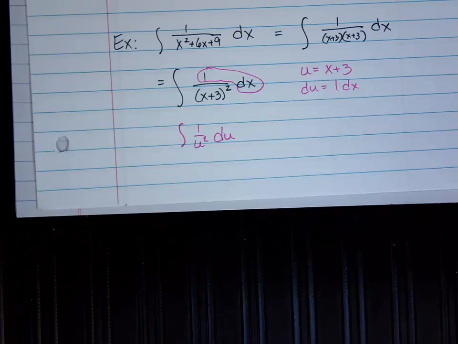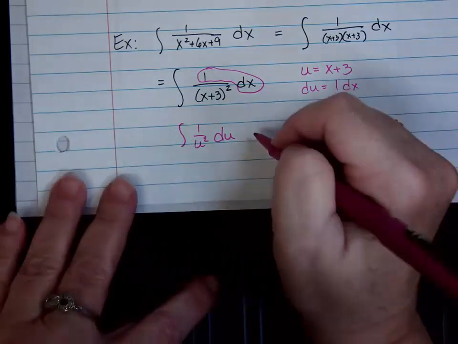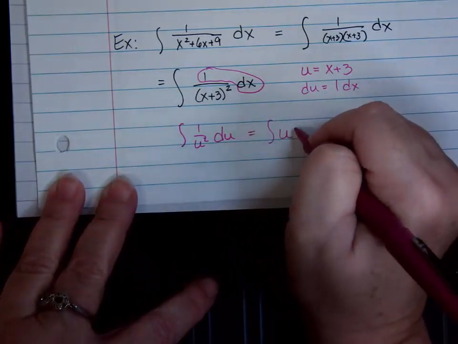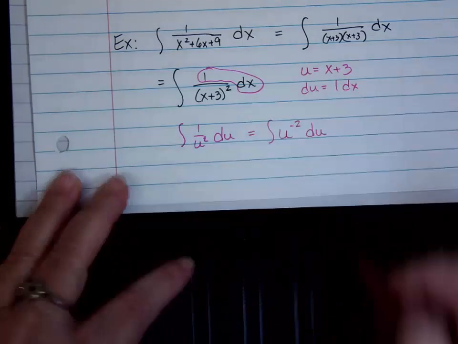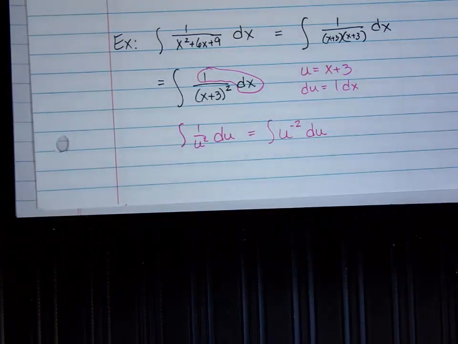ln or no? No ln. Why not? I know I'm harping on this, but people miss this. Why no ln? Because it's got an exponent. So what do we do? Bring it up. So I'm going to rewrite this as u to the negative 2 du. Not negative 1/2, negative 2. Do I change it back to x now? No. No, I have to take the antiderivative.